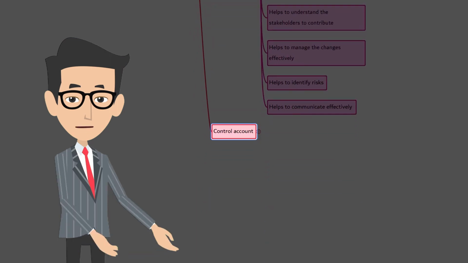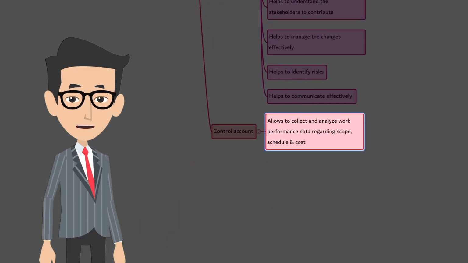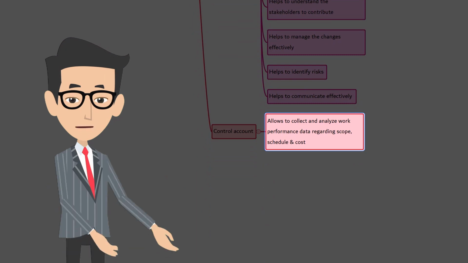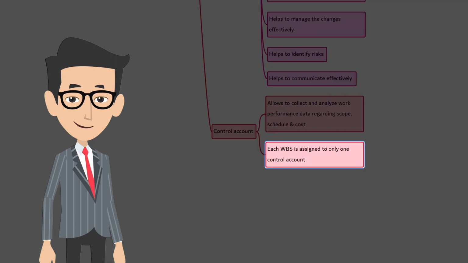Before we close, let's learn one more keyword, control account. A control account is a tool that allows you to collect and analyze the work performance data regarding scope, schedule, and cost in an integrated way. Remember, each work package in the WBS is assigned to only one control account. All right, that wraps up the overview. Let's move to the ITTOs.